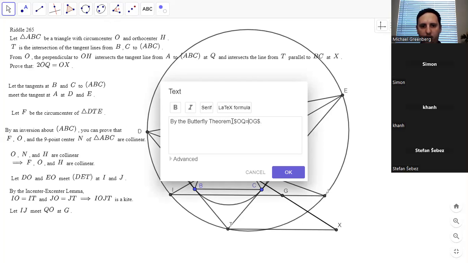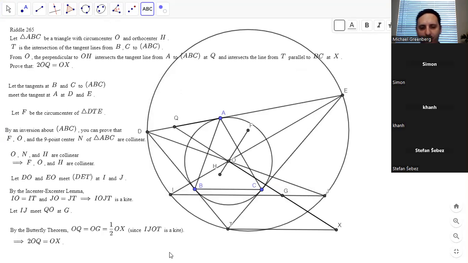And then by the butterfly theorem, OQ equals OG, which is half of OX, since IJOT is a kite. And that means that 2OQ is equal to OX.